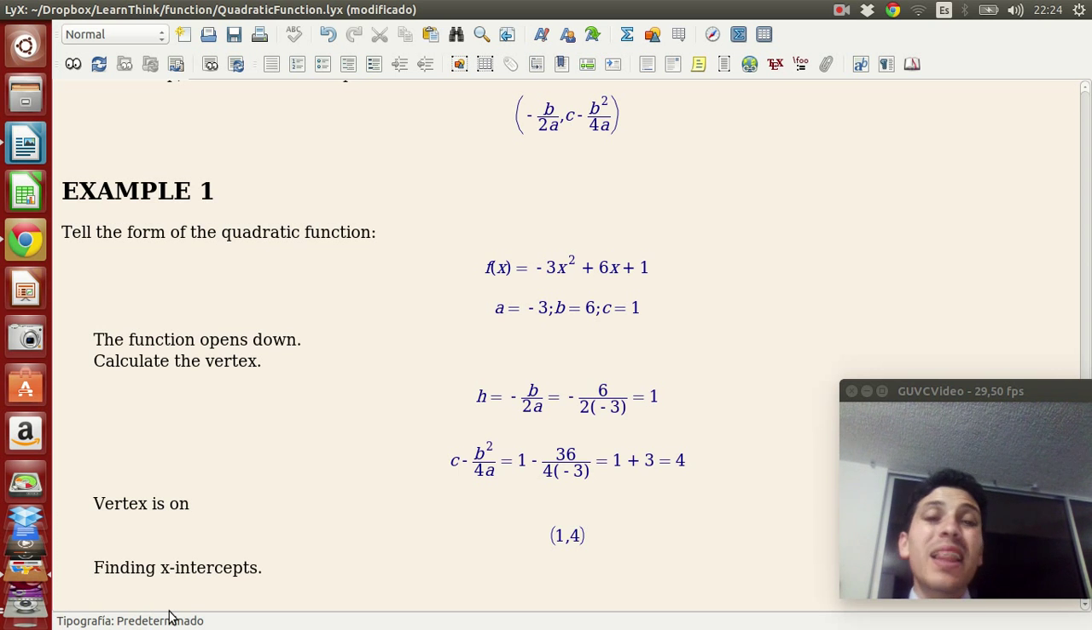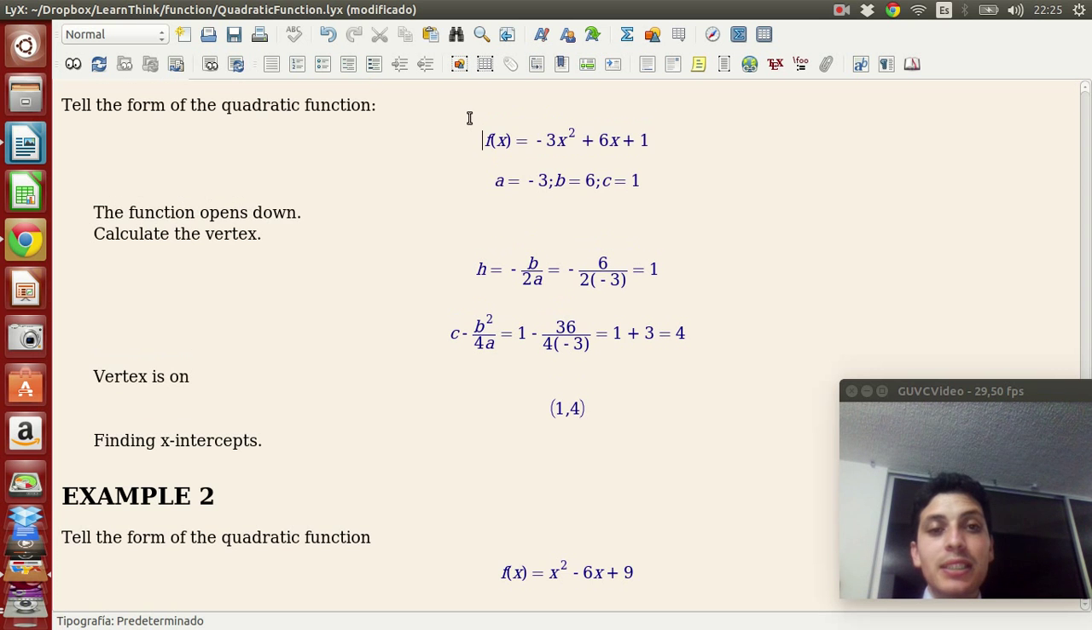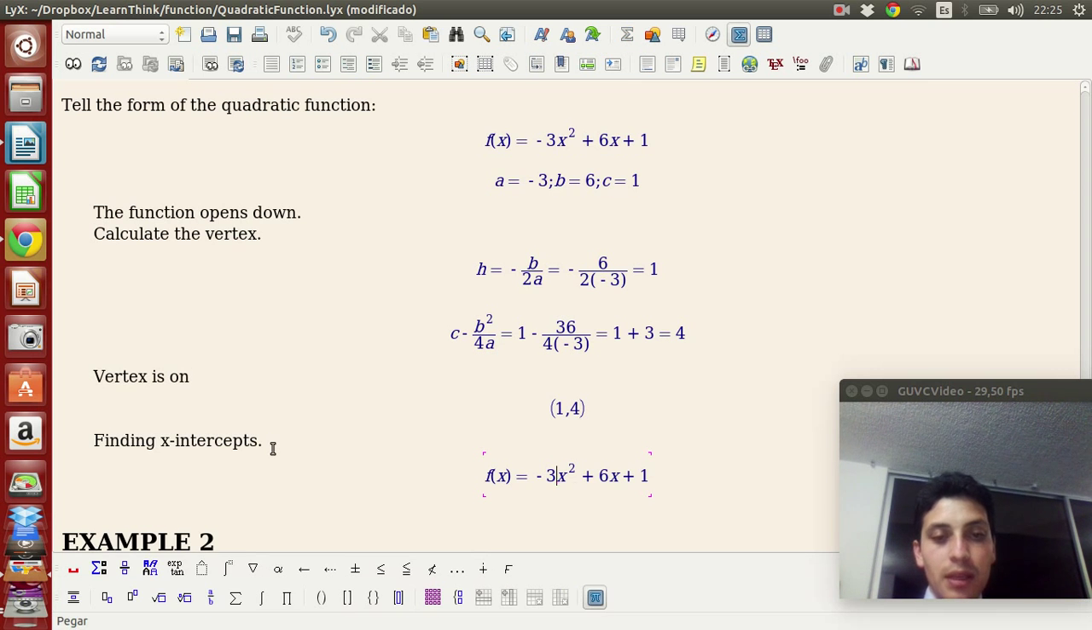Some people will ask why I'm trying to find x-intercepts and not the y-intercept. The y-intercept is with x equals 0, so z is the y-intercept. So the y-intercept is 1. And to find the x-intercepts, we just gotta set this equation equal to 0.